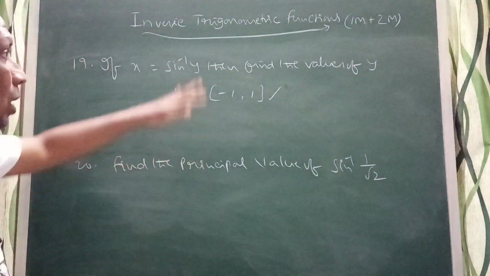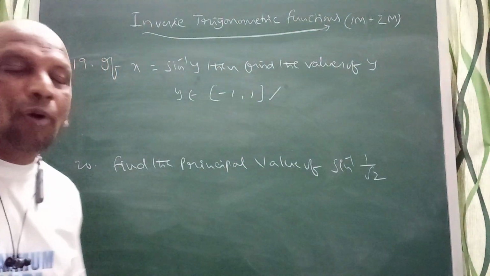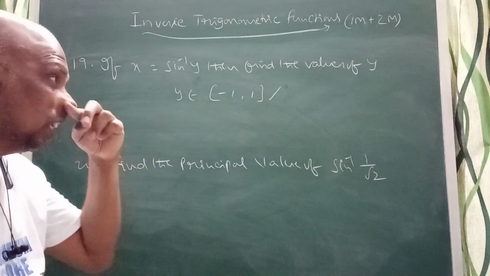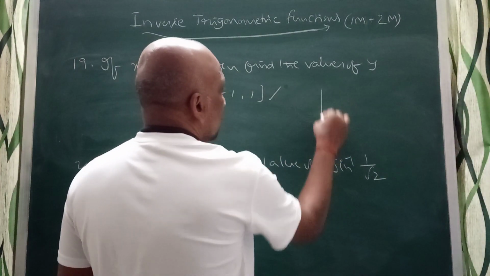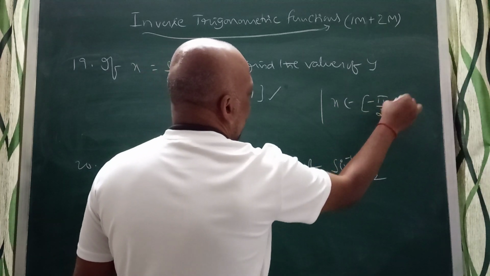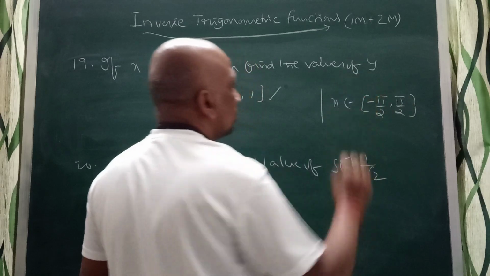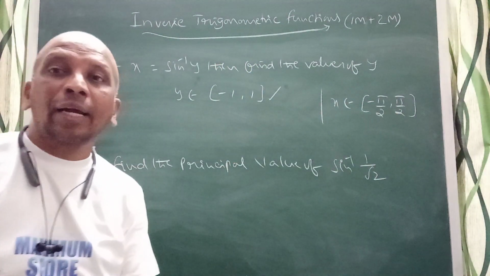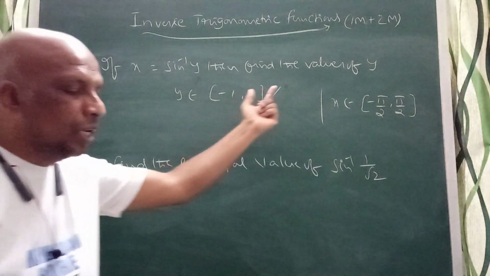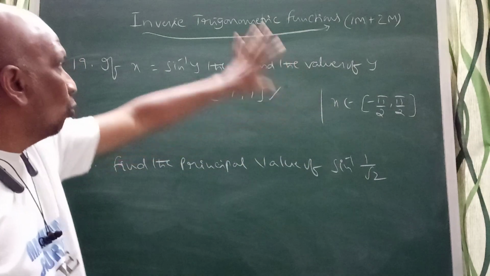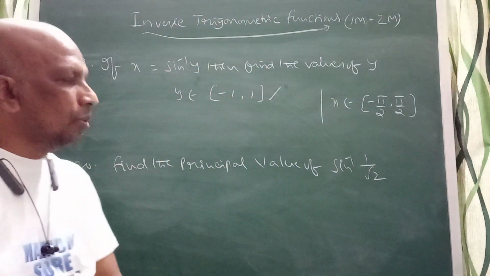Suppose in this book they are asking to find the values of x. Finding the values of x means they are asking for the range. If they ask for the range, x belongs to the closed interval minus pi by 2 comma pi by 2. If they ask for the principal value of the branch, I can write minus pi by 2 comma pi by 2. If they ask for y values, minus 1 comma 1.